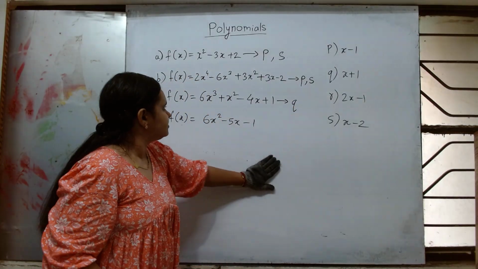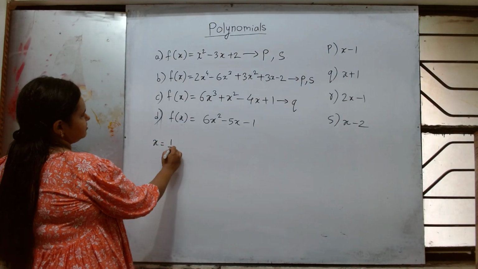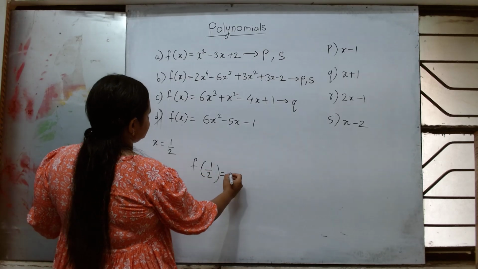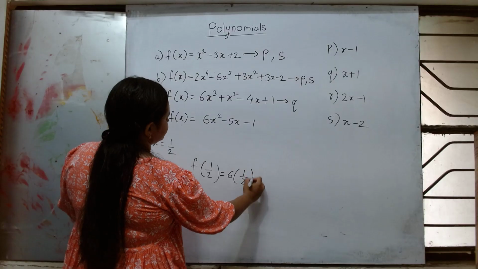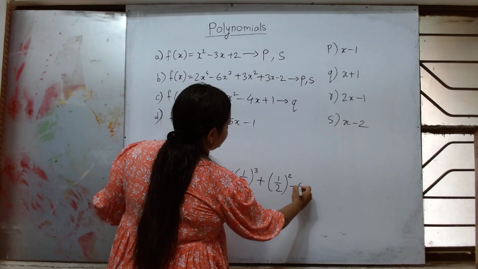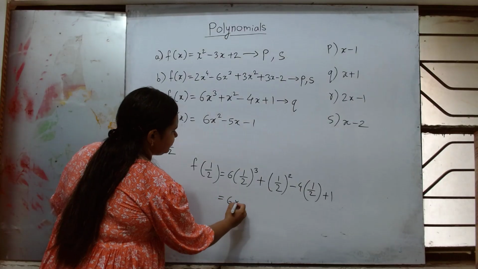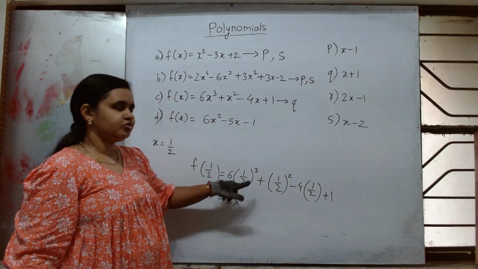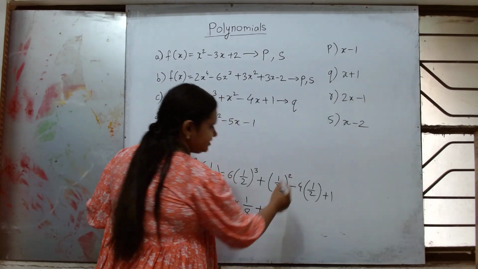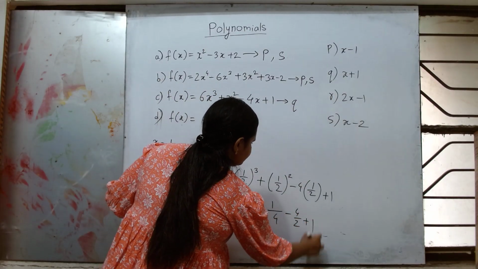Now for 2x minus 1, x is equal to 1 by 2. Now again put in the value of x. f of 1 by 2 will be equal to 0. 6 into 1 by 2 cube plus 1 by 2 square minus 4 into 1 by 2 plus 1. So it will be 6 into 1 cube is 1, 2 cube is 8, so it will be 1 by 8 plus 1 square is 1, 2 square is 4, minus 4 by 2 plus 1.